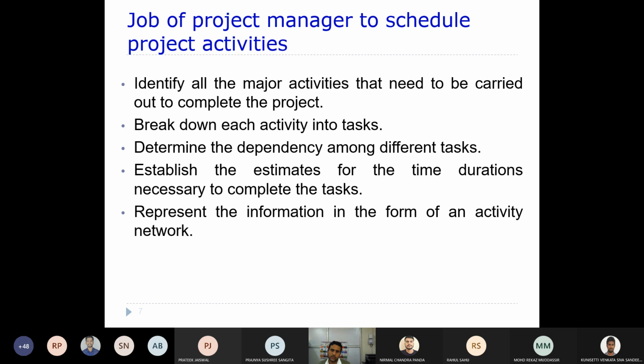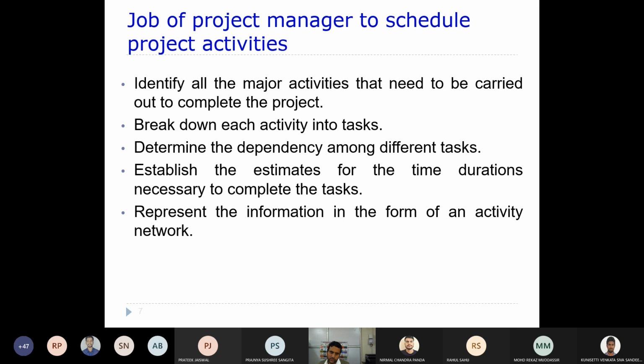So these are part of certain activities that we are going to discuss, right. So these are the certain activities a project manager can take up, right. Identify all the major activities that need to be carried out to complete the project. So the first thing that a project manager does is try to find out all the major activities, right.